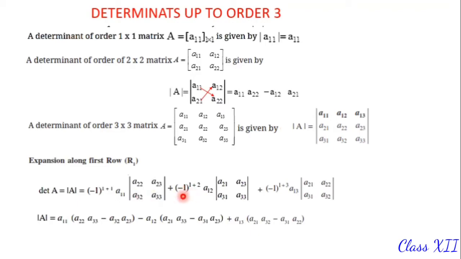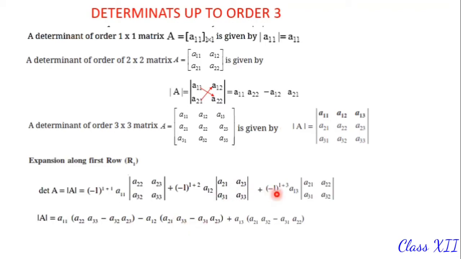Here the second element, (minus 1) to the power 1 plus 2. 1 plus 2 is 3. (Minus 1) to the power 3 is minus 1. So plus into minus 1 becomes minus. A12 into, again diagonally we multiply, A21 into A33 minus A31 into A23. That is what is written here.